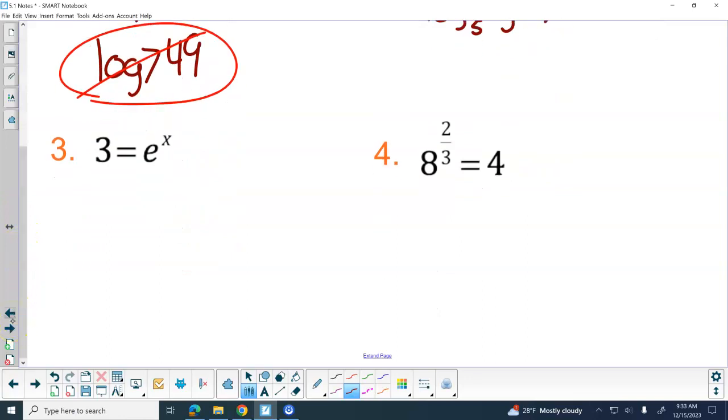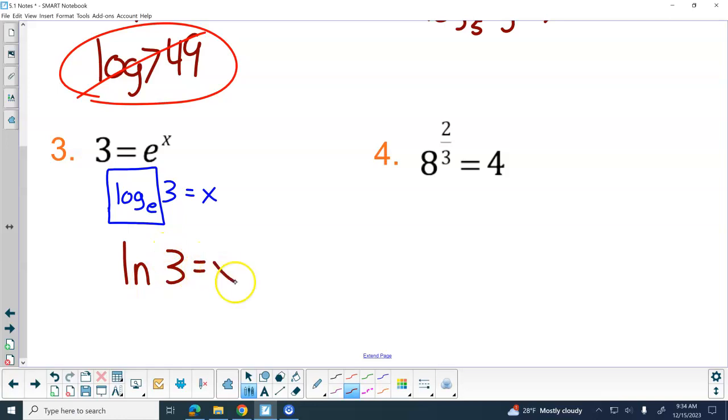Number 3, I want to talk specifically about. What should it be? You want it to be log base e of 3 equals x. But what does this really mean? That's natural log. Yep, so natural log of 3 equals x would be the answer there.